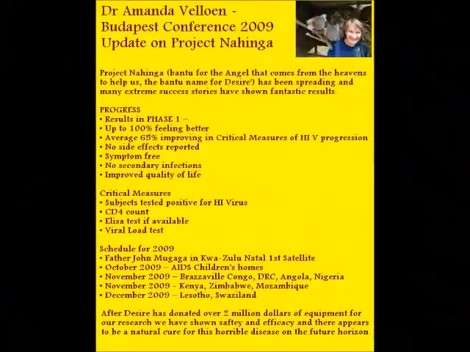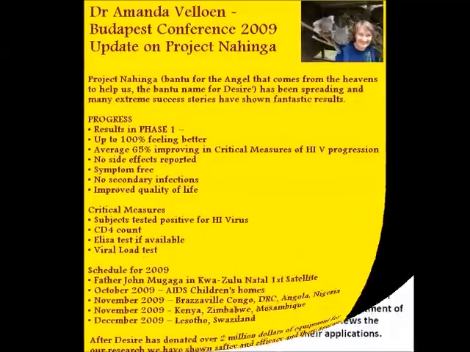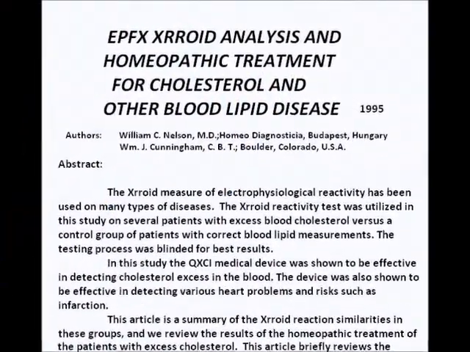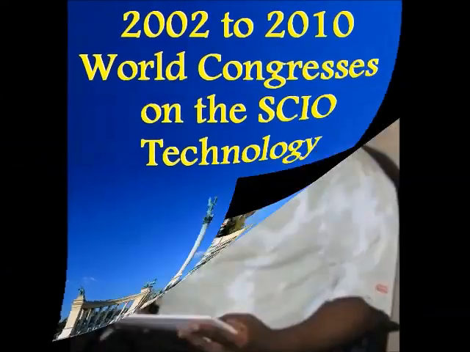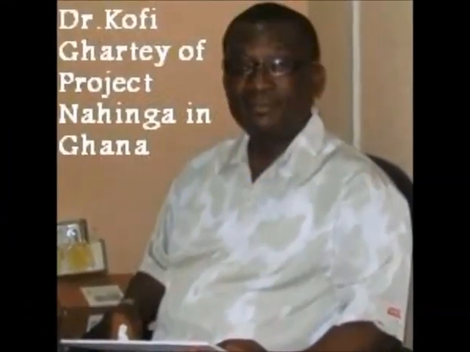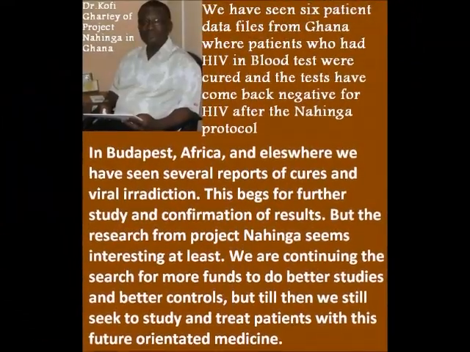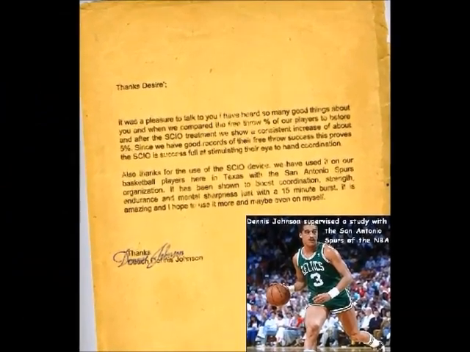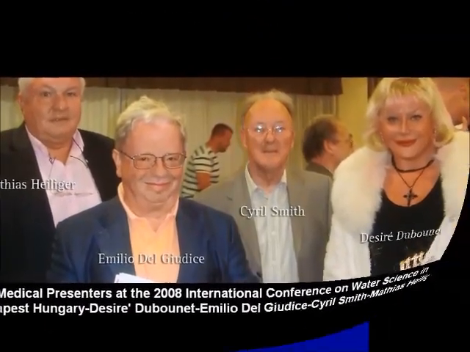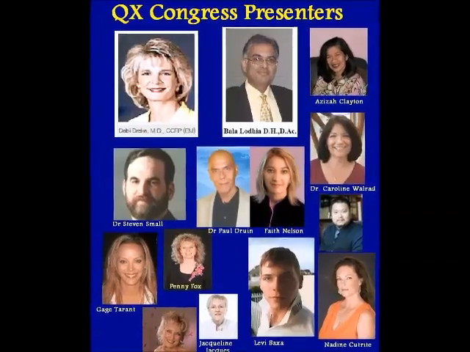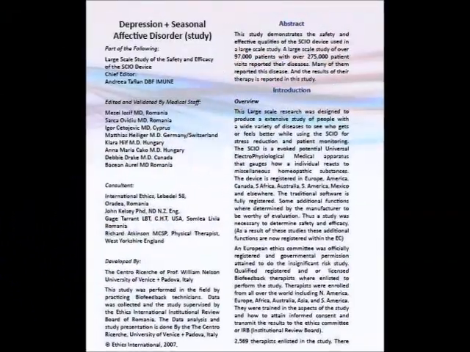Here was work presented from South Africa. Work that was done all around the world. And from 2002 to 2010 at World Congresses, we produced research done from Ghana, research done all over Africa. Here's a research project done by Dennis Johnson of the NBA, working with some of the San Antonio Spurs. We presented many different types of papers all around the world, a host of different Congress presenters, as people started to validate and verify by doing research and doing studies.